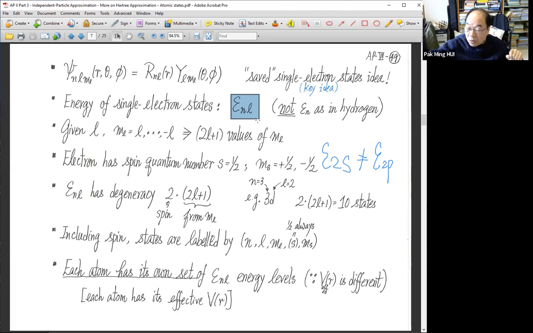The potential, even after we reduce it to single electron, is not strictly Coulombic. Thereby, we expect for an atom, the 2s energy will be different from 2p. Which one is higher, lower? We will discuss it, but at least they are not the same. And then 3s, 3p, 3d, they will be different. It is reasonable because it's not strictly Coulombic.